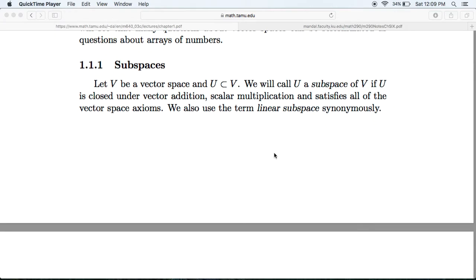Now, in algebra, a very important notion for some object is that of a sub-object. A sub-object is a subset which inherits the algebraic properties of the superset. Thus, in vector spaces, such a subset, which is a vector space in itself, is called a subspace. We can also use linear subspace to denote that this is a vector space.